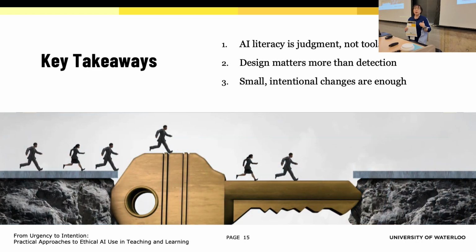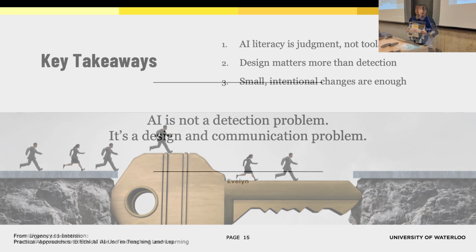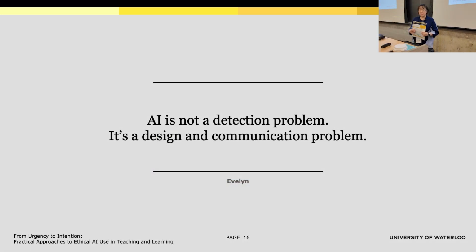If you take anything away from this, AI literacy is about judgment, not tools. Design matters more than detection. Small, intentional changes are enough. AI is not a detection problem. It is a design and communication problem.